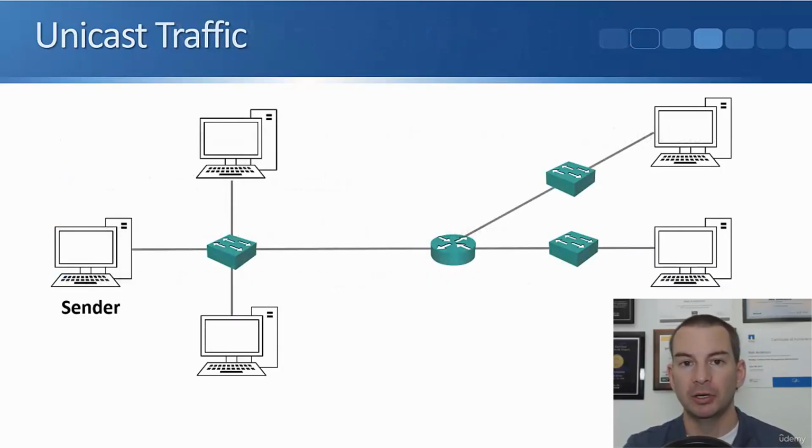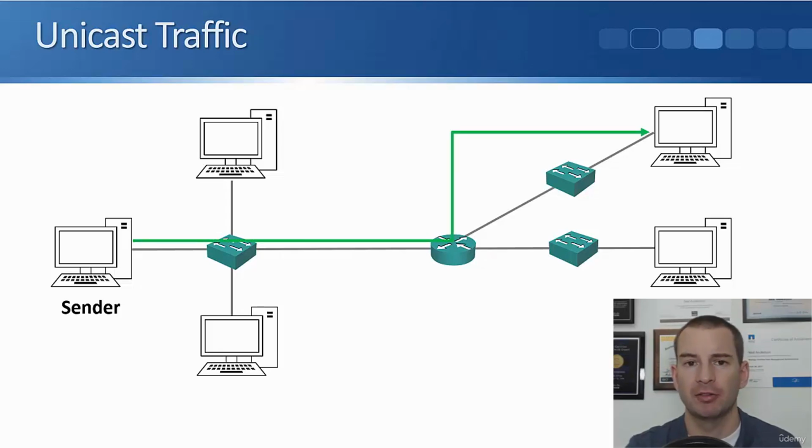So the first example here is going to be unicast traffic. I've got the sender over on the left, and it sends some particular traffic to the PC up at the top of the picture there. And it also sends some other traffic to the PC up at the top right. So unicast traffic, it's coming from a sender and it's going to one particular host, so unicast.